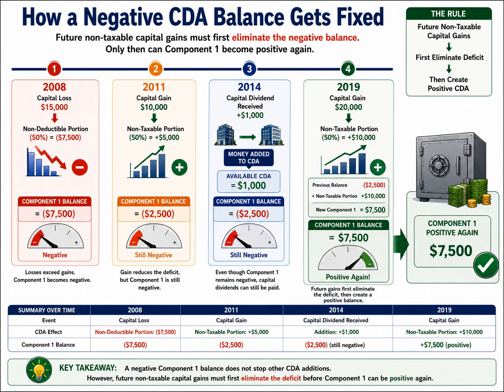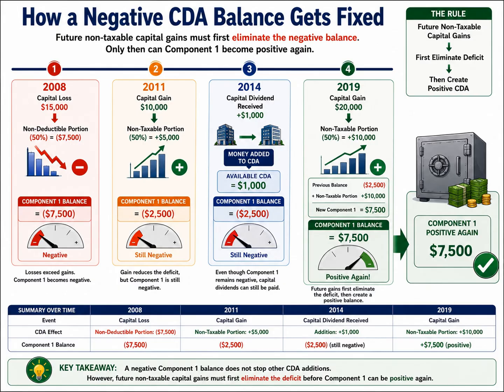Let's start in 2008. The corporation realizes a capital loss of $15,000. For CDA purposes, only the non-deductible portion affects component 1. Since 50% of the loss is non-deductible, component 1 is reduced by $7,500. As a result, component 1 now has a negative balance of $7,500. At this point, the corporation has a deficit in component 1.